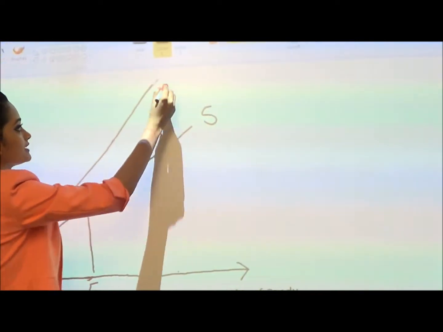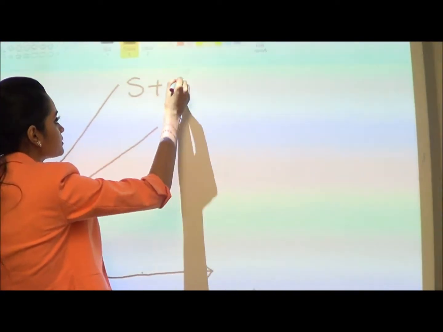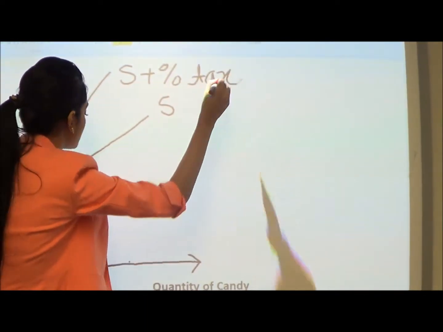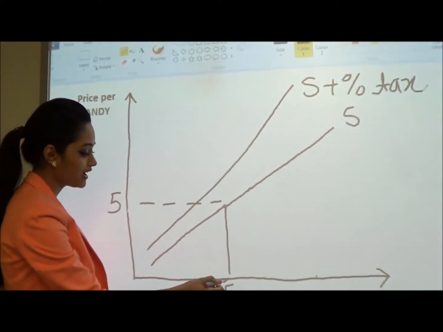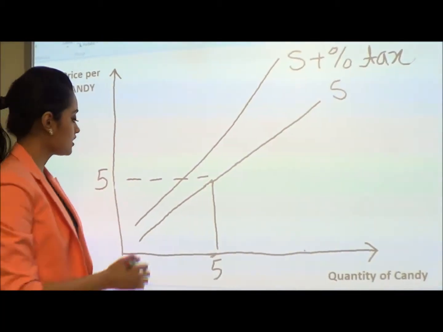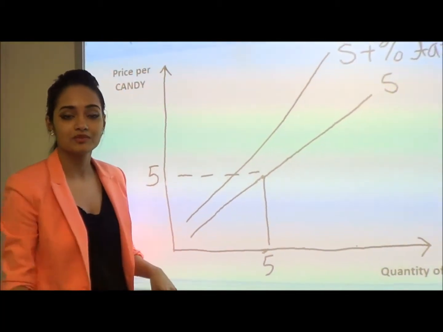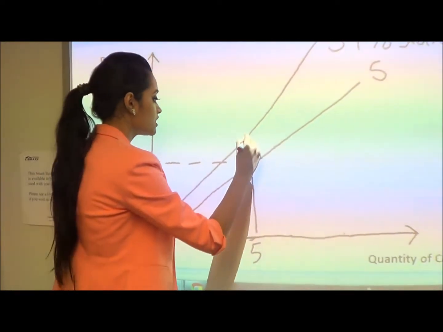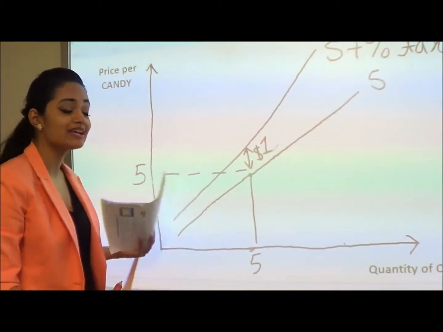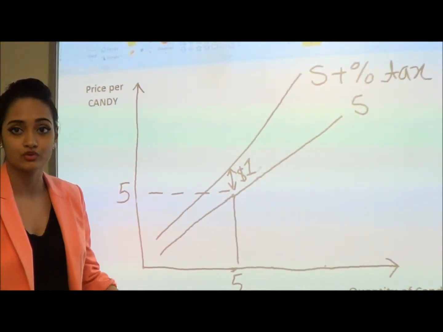So this is going to be supply plus percentage tax, which is 20% in this case. For 5 quantities, the price will have to go up by $1 because the price was $5 and 20% of 5 is $1. So here the shift was of $1. However, as the price increases, the amount of tax also increases.